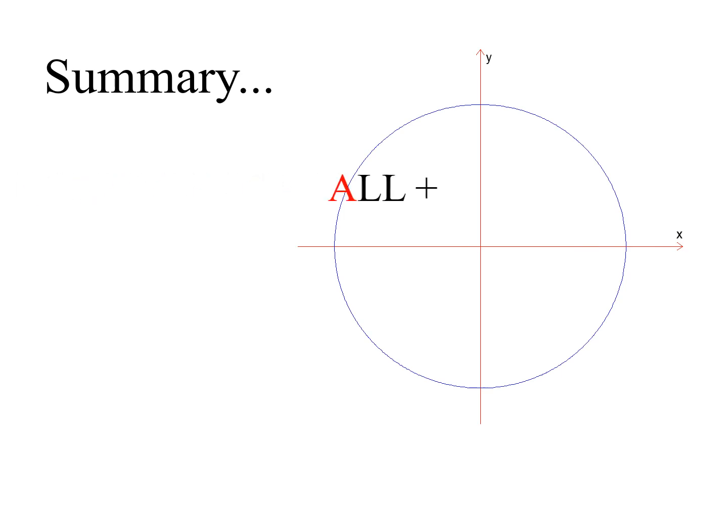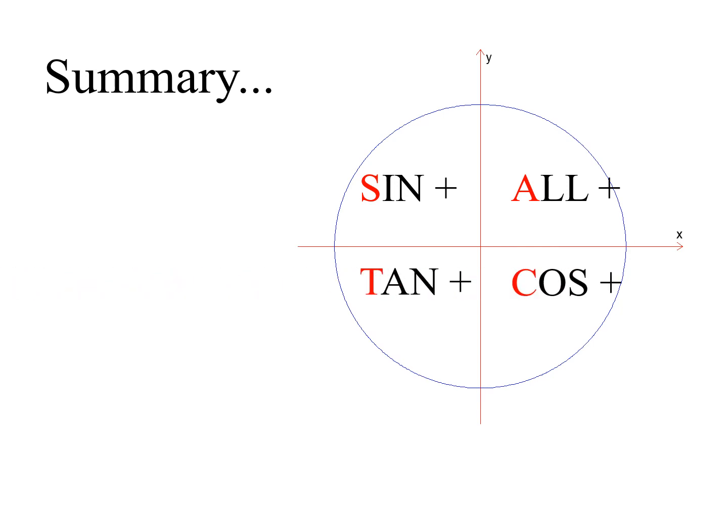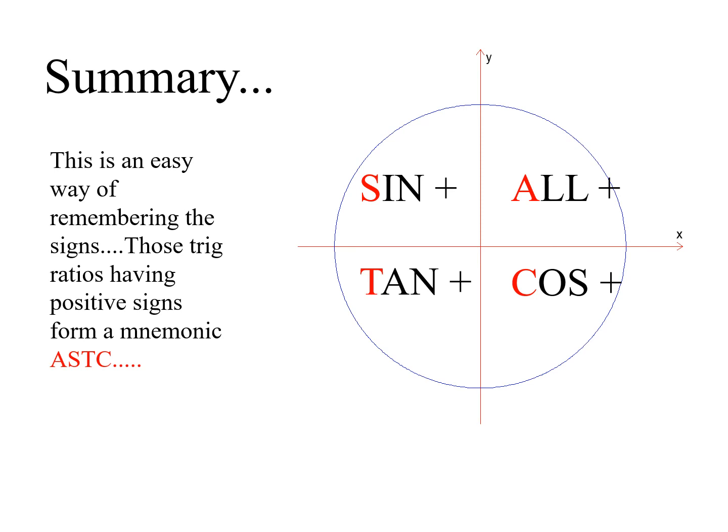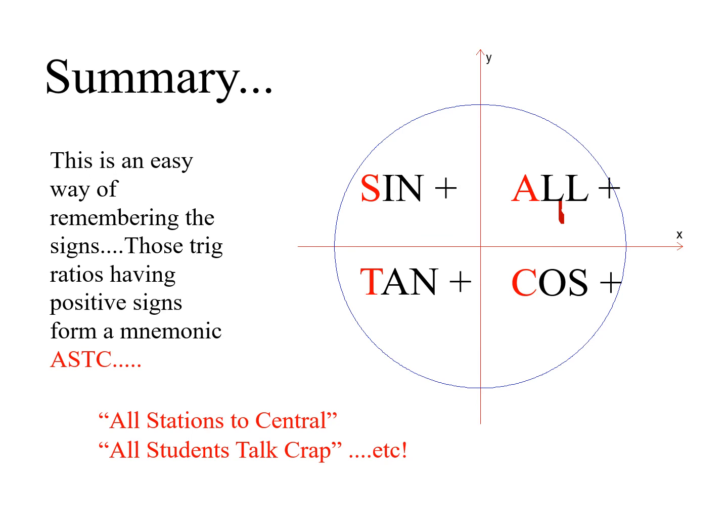Okay, summary. All are positive in the first quadrant, only sine is positive in the second quadrant, only tangent is positive in the third, and only cosine is positive in the fourth. Some people like to use ASTC. Some say all stations to central. Some say all students talk crap.